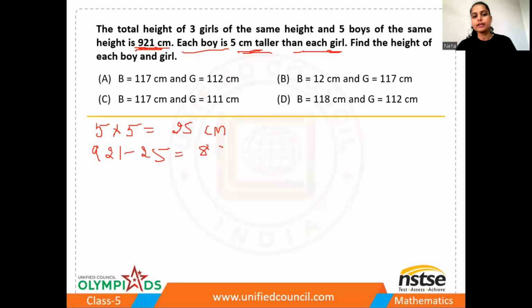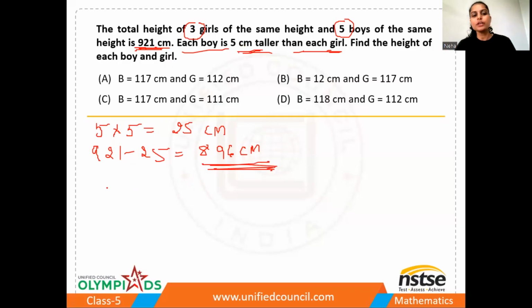So it will be 896 centimeters. That's it. Alright. So here, my dear students, this is for all. Now for one unit, as we know that we have 3 girls and 5 boys. That means how many total members I have? 8. So this is the height for 8.